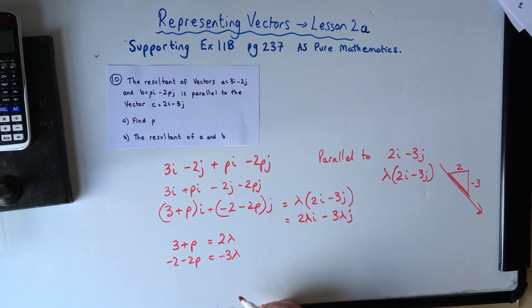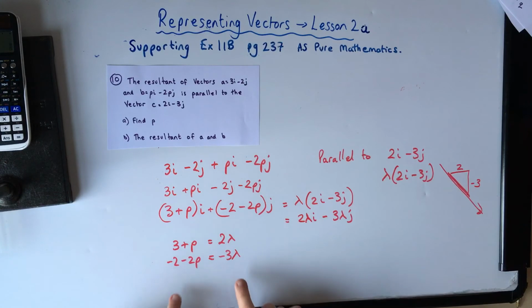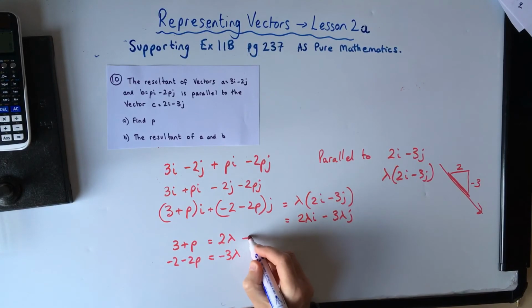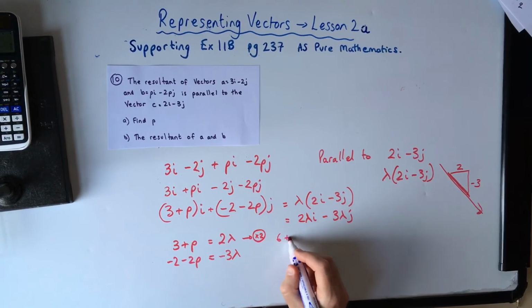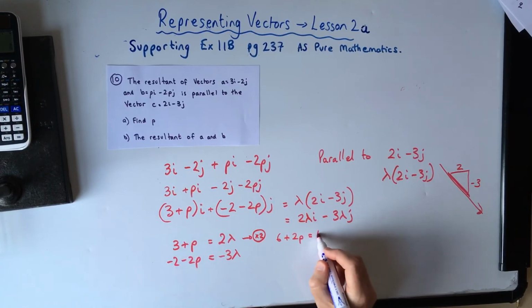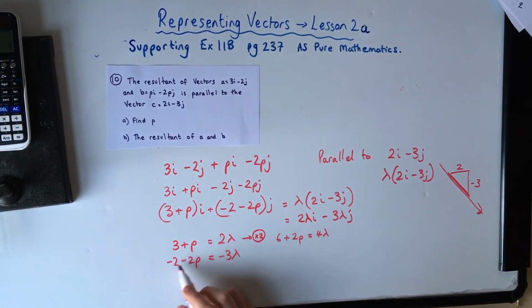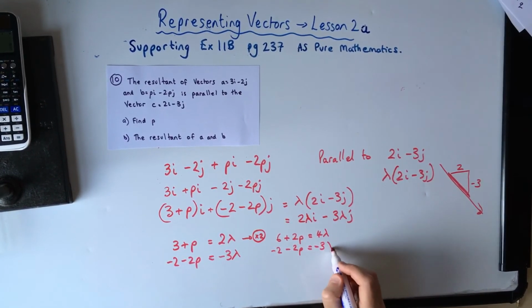If I was to solve those simultaneous equations, I'm not actually interested in lambda, I'm not interested in what multiple it is. So I can find p and lambda, but I'm only actually interested in p, which is what the question is asking me. If I double the top, so I times this by 2, okay, I get 6 plus 2p is equal to 4 lambda, and if I write underneath it, minus 2 minus 2p is equal to minus 3 lambda.